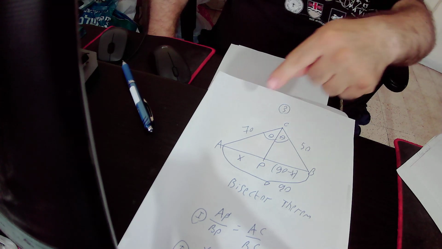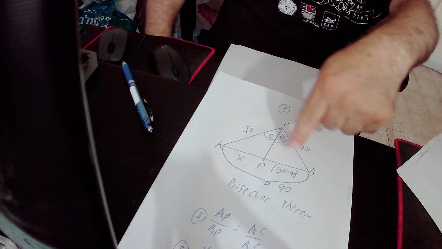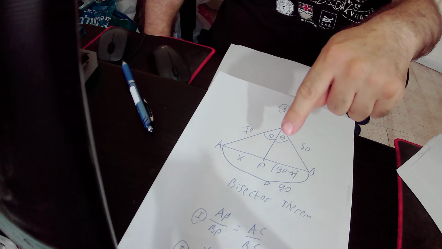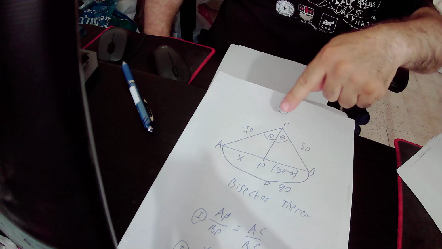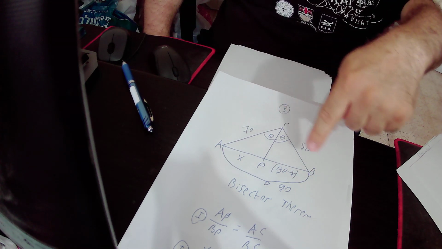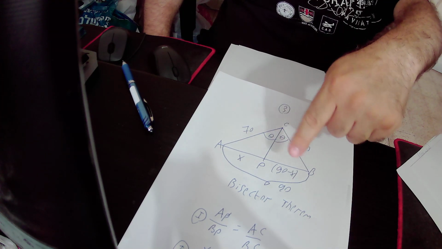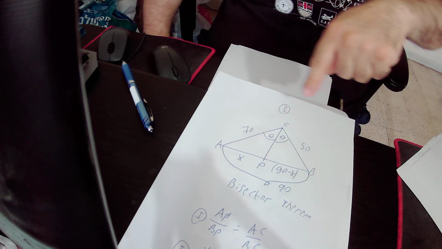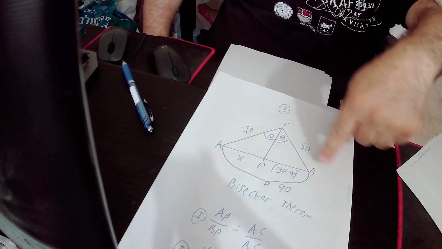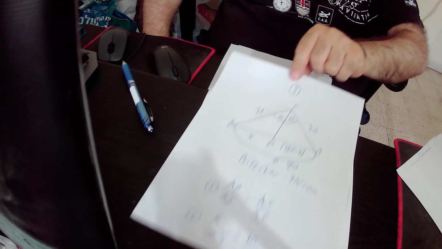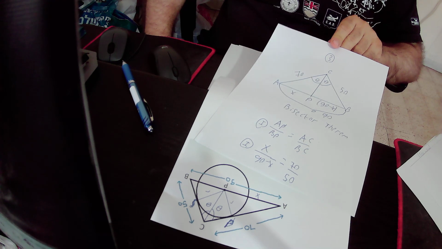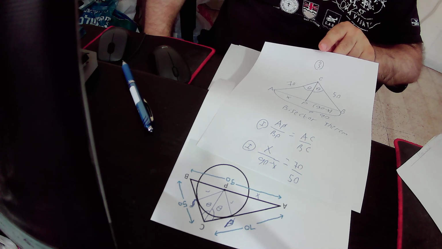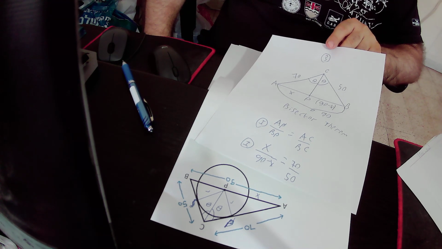But if we call AP x, then BP will be 90 minus x. So we can write instead of AP over BP, x over 90 minus x, because AP equals x, and we can substitute BP by 90 minus x because they are equal to each other. So we can write that x over 90 minus x equals AC, that is 70, over BC, that is 50. So we have here one equation with only one variable, that is x, and we can solve it very easily.